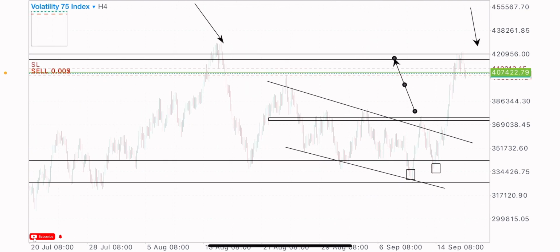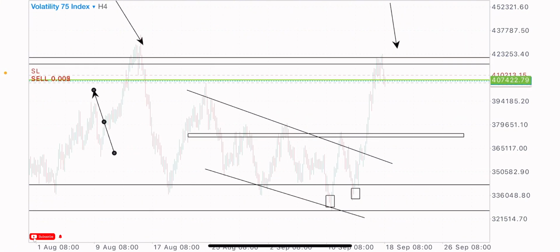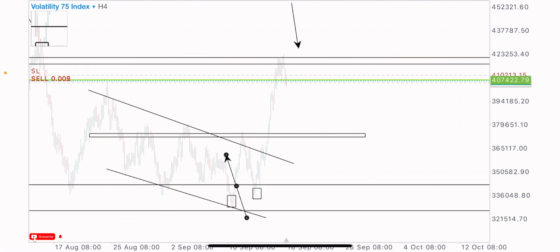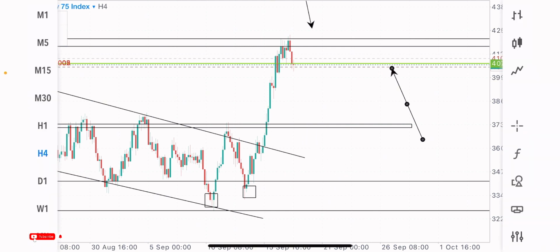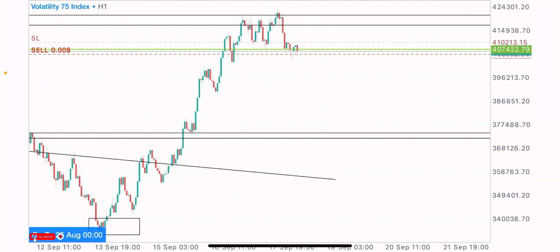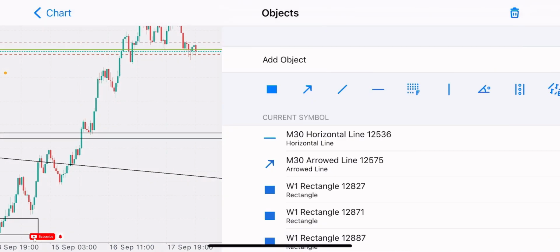Firstly, the resistance level identified at this point, and secondly, the reversal pattern formation, the neckline of this reversal pattern formation that is yet to get tested. So we're expecting the market to sell to this zone for the buys in the coming days and hours on 75 index. So more sells expected.